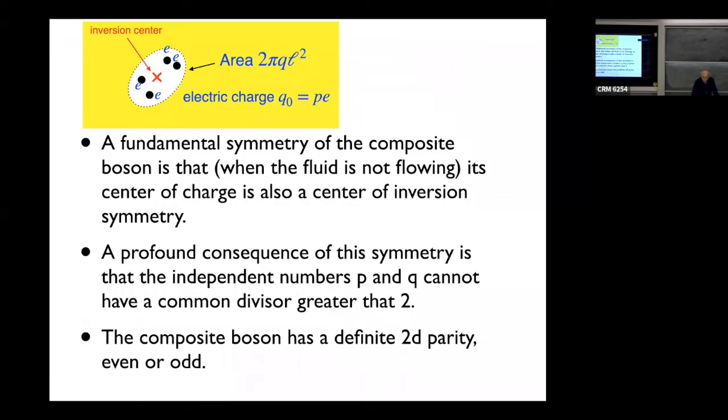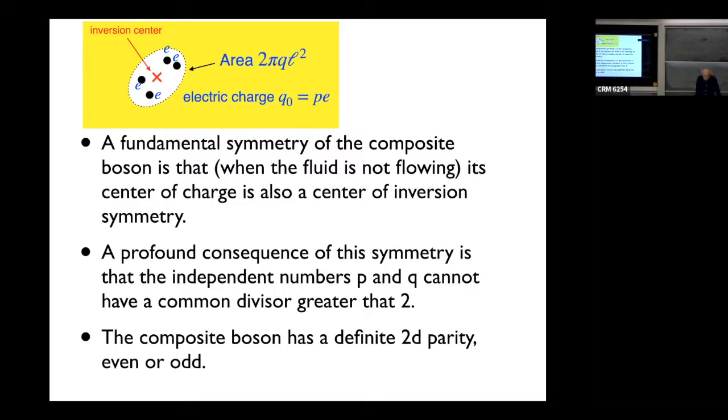And the other thing we're going to say about it is that one of the most fundamental properties of the composite boson is that it has an inversion symmetry. Okay, so it has an inversion center. So when the fluid is not flowing, the composite boson has exactly zero electric dipole moment of the distribution of charge inside it relative to the center. And the fundamental symmetry of the quantum Hall effect is unbroken inversion symmetry.